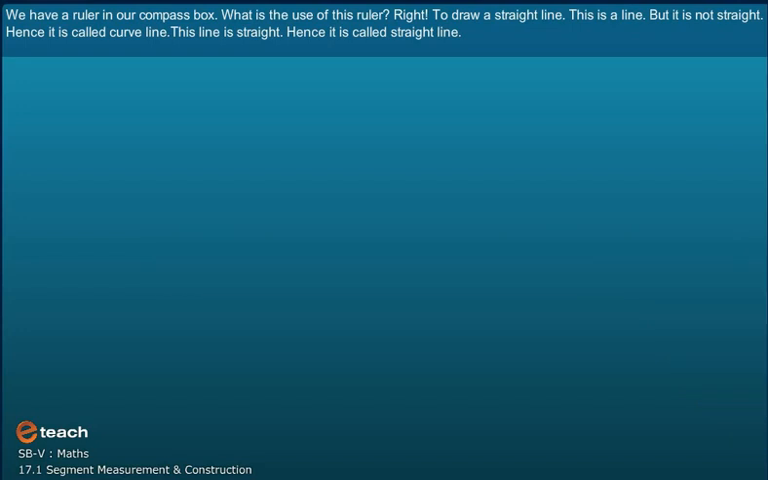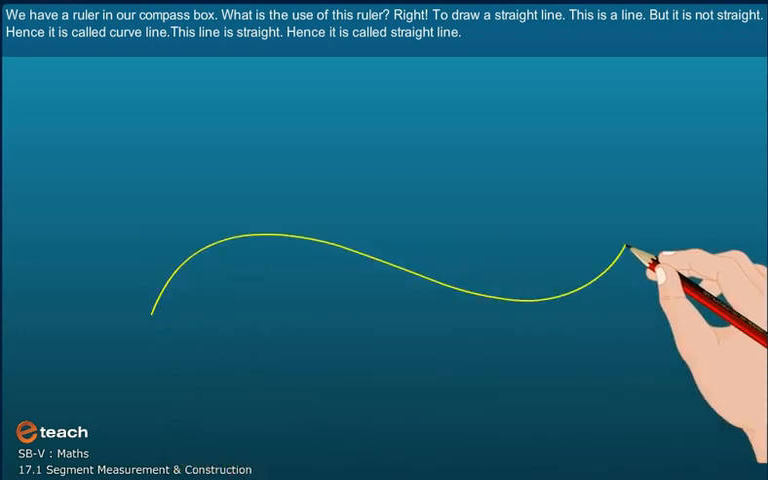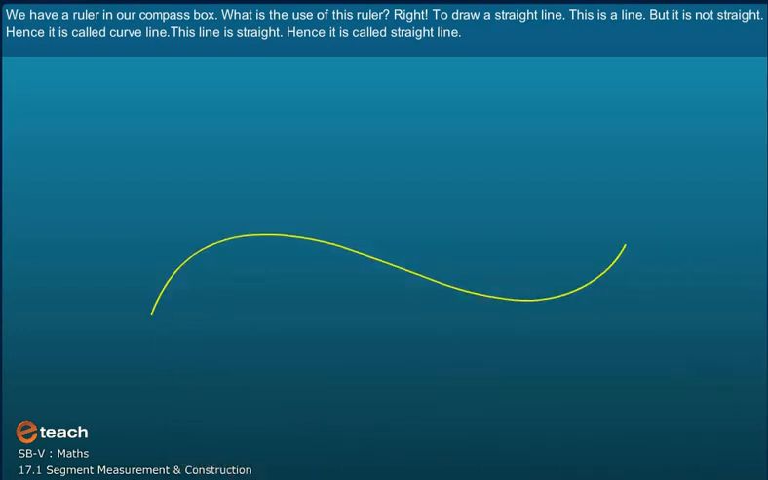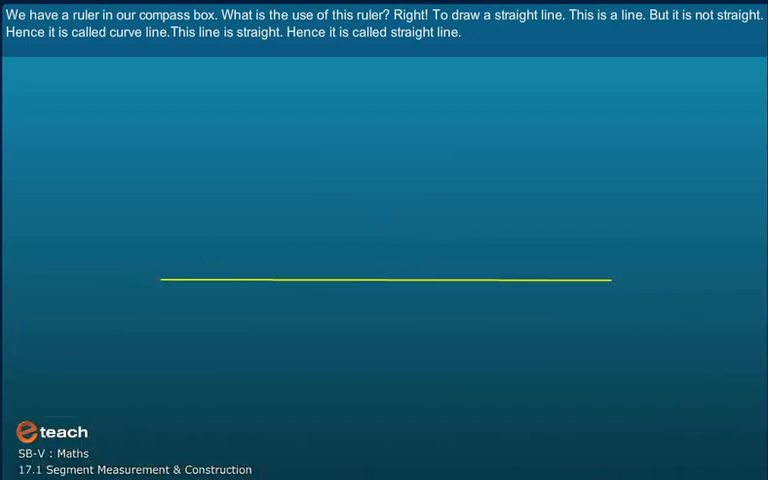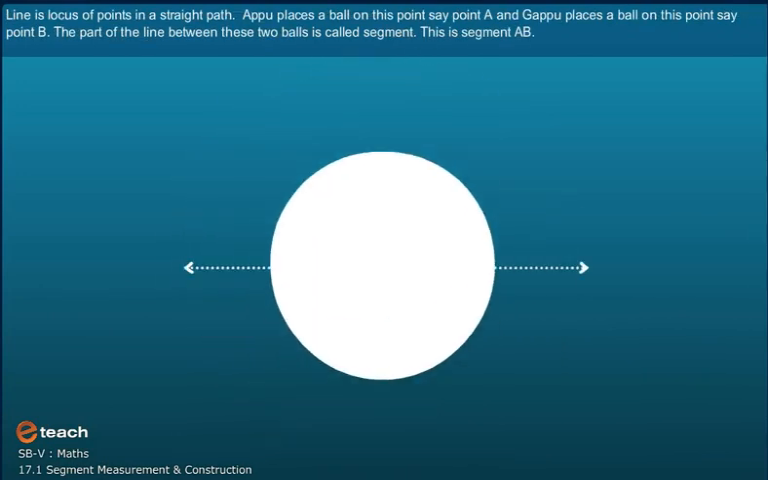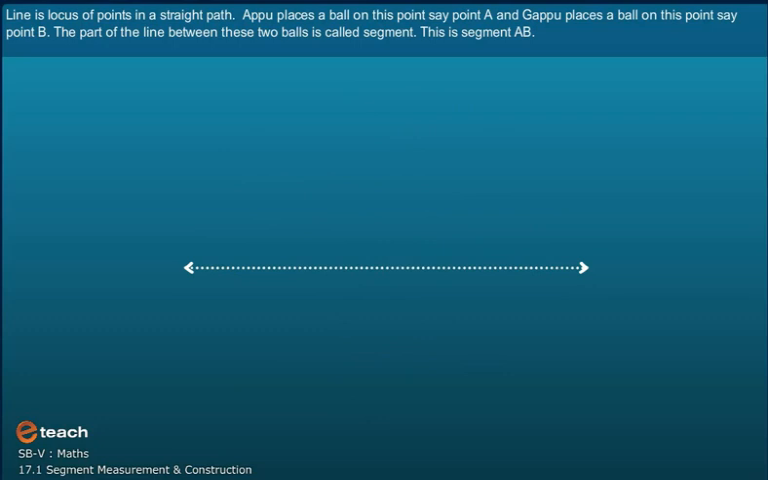Okay, this is a line, but it is not straight. Hence, it is called curved line. This line is straight. Hence, it is called straight line. Line is locus of points in the straight path.